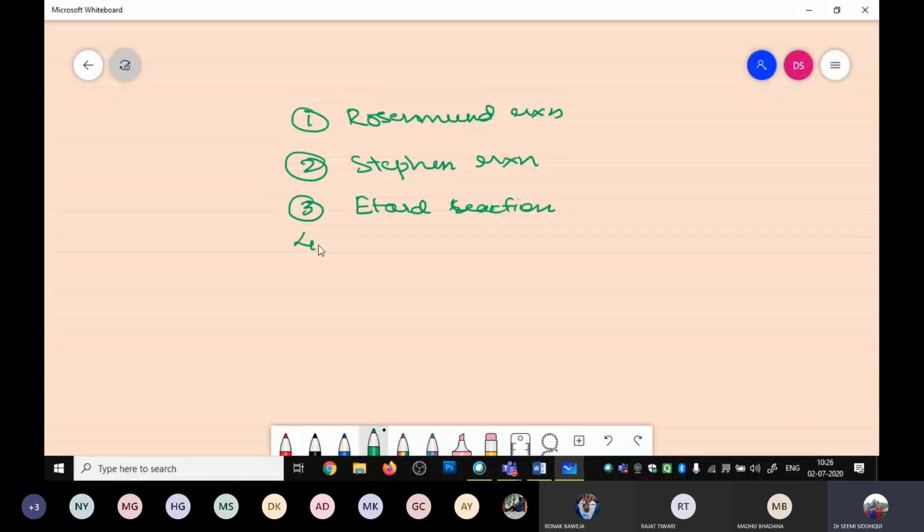Then the last named reaction for today, or you can say for the aldehyde preparation, is your Gattermann-Koch reaction. In the case of the Gattermann-Koch reaction, we took the benzene and made it react with carbon monoxide and HCl in the presence of anhydrous AlCl3 or CuCl. Then it provided the corresponding aldehyde. Okay. Is that clear to everyone?